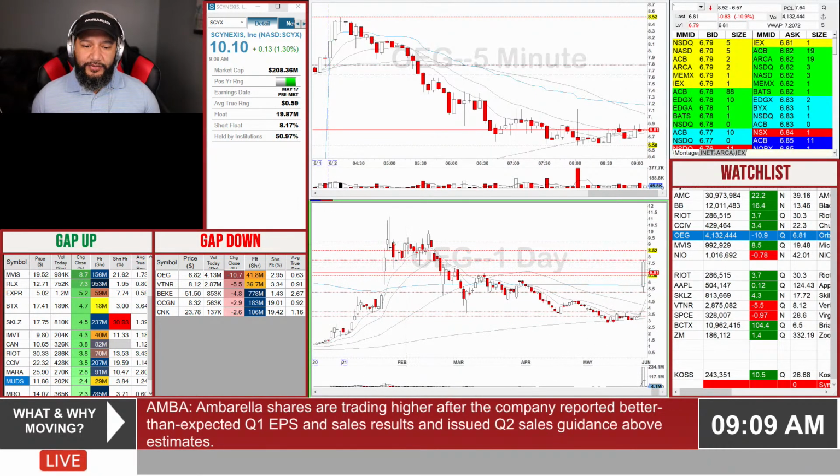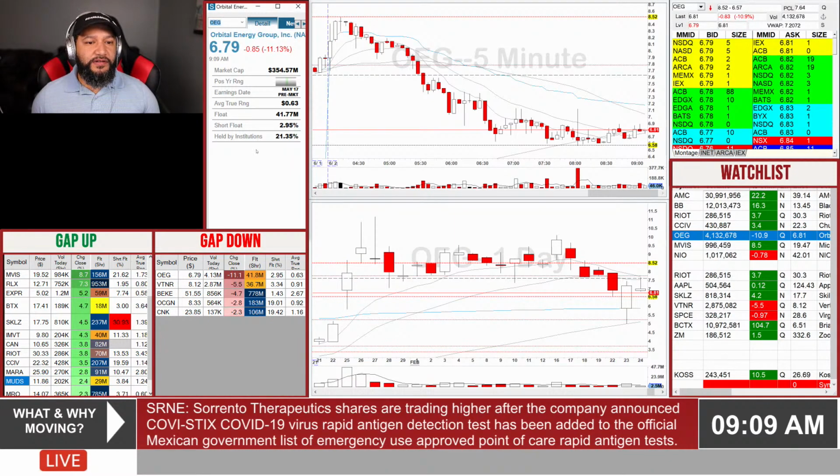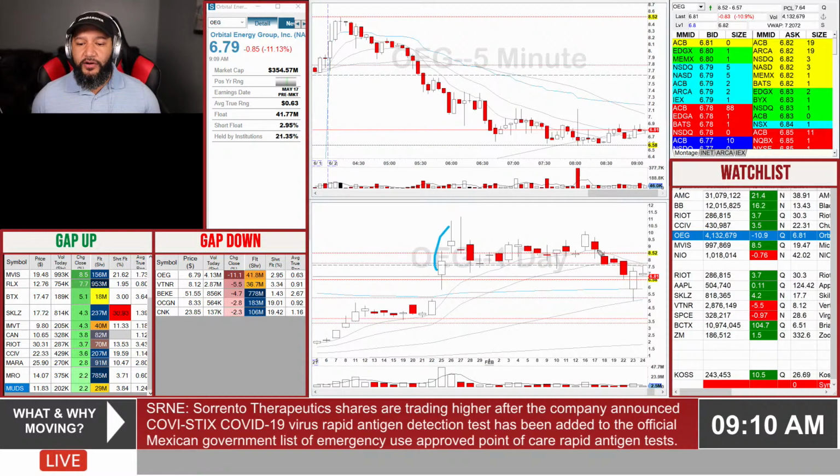Let's get some levels towards the top here. Look at this ugly daily here. What's the float on this, by the way? Let's remind ourselves what the float is. OEG, 41. So it's not a low float stock, but man, it can trade very horribly when it has no volume. You can see that right on here.